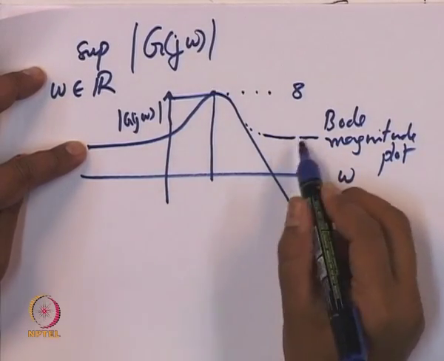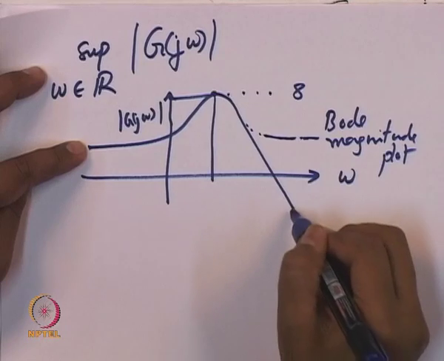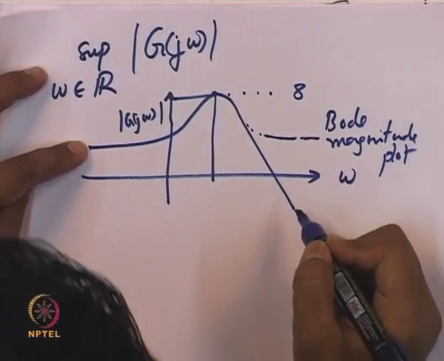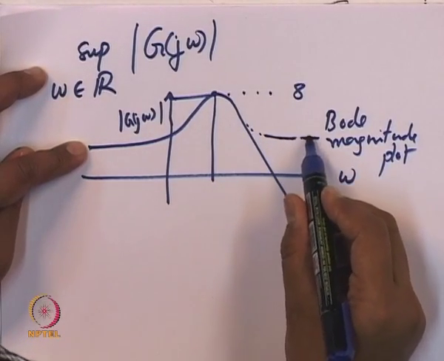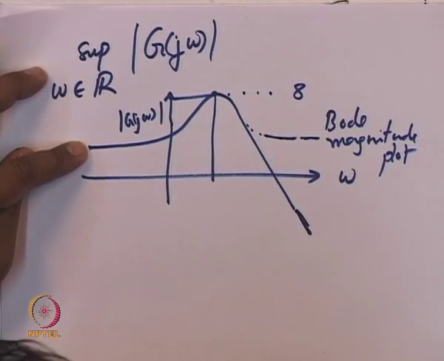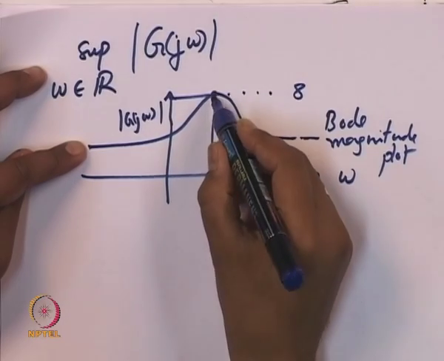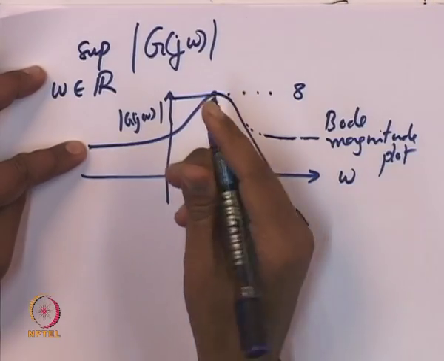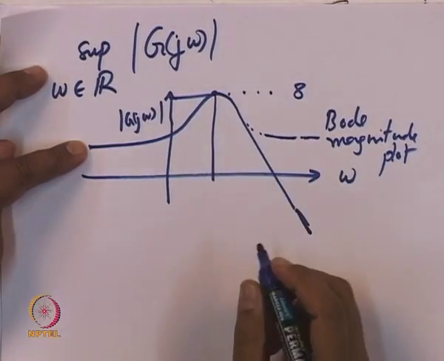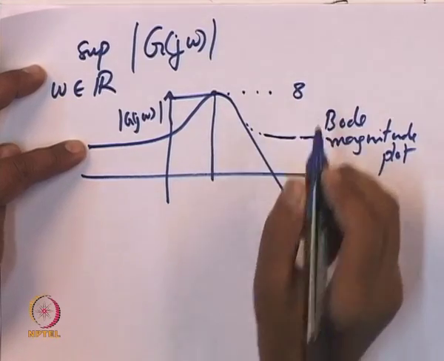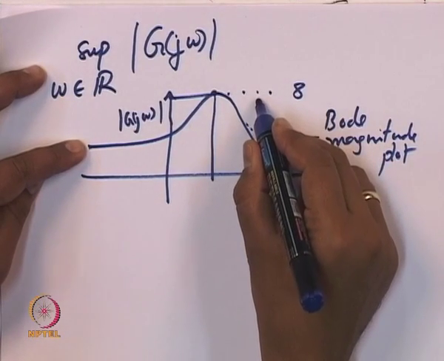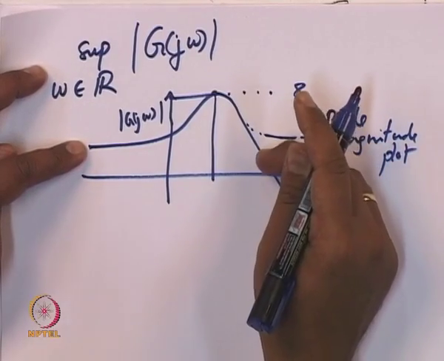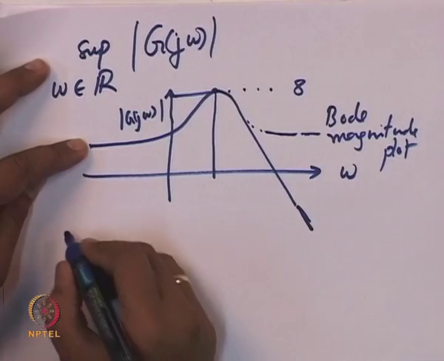So, it will either come down like this with some roll off that depends on the difference in the degrees of the numerator and denominator, or it will saturate to some value for the case that the degrees are equal. So, this peak value is finite as soon as these two cases are satisfied: G has no poles on the imaginary axis and G is proper. What is the value of the peak? That is equal to 8. This peak will indeed be equal to the L2 induced norm precisely when G has no poles in the right half complex plane also.